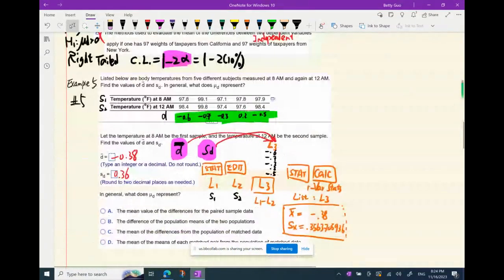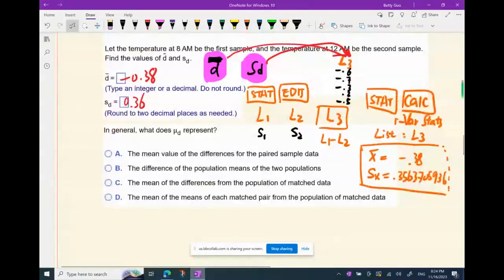Okay, so we have one more part of this question. In general, what does mu sub d represent? How about you read the ABCD and let me know which one you would choose for the meaning of mu sub d? Knowing it, mu sub d is going to be a parameter, not a statistic, because a parameter describes the population. Statistics describe samples. Which one is the correct description of mu sub d? You are looking for the keyword population, I think.